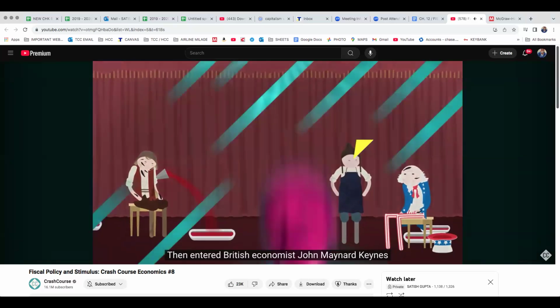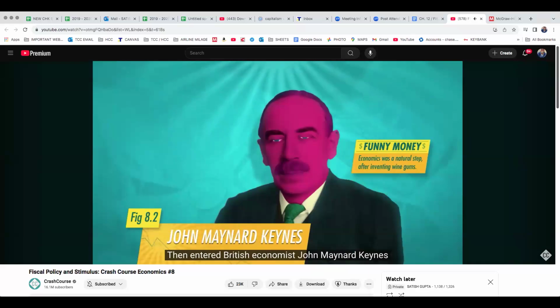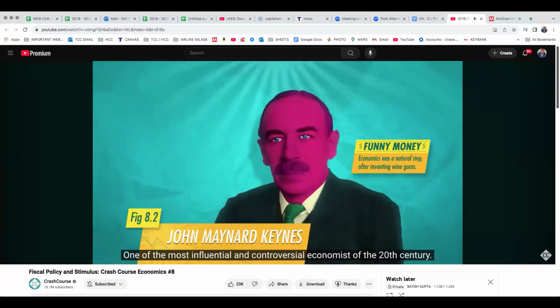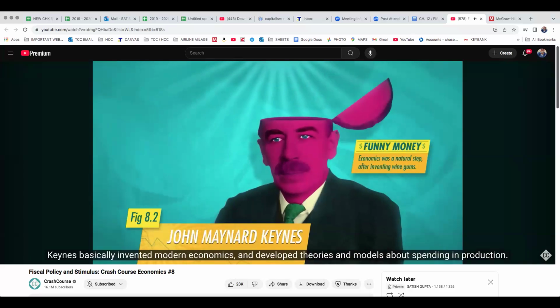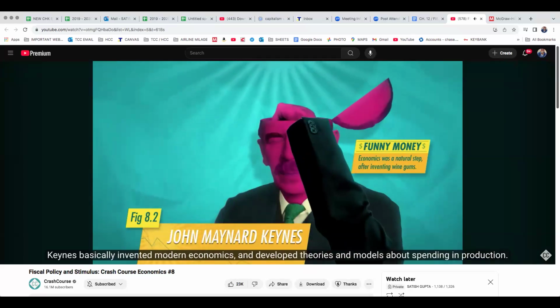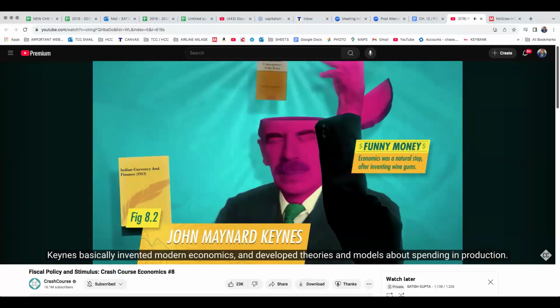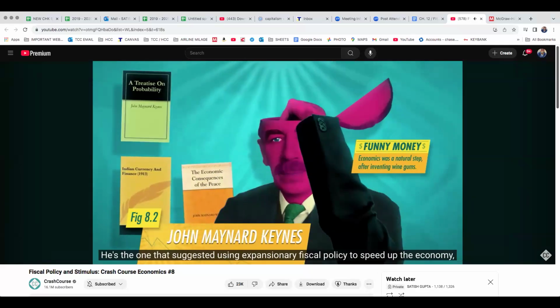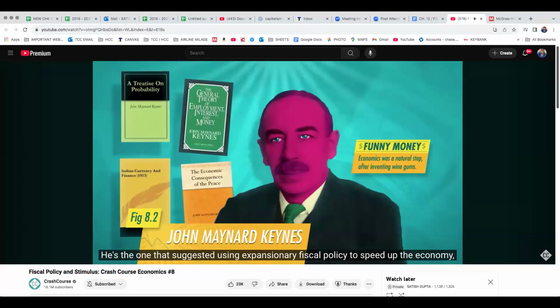Then entered British economist John Maynard Keynes, one of the most influential and controversial economists of the 20th century. Keynes basically invented modern economics and developed theories and models about spending and production. He is the one that suggested using expansionary fiscal policy to speed up the economy.